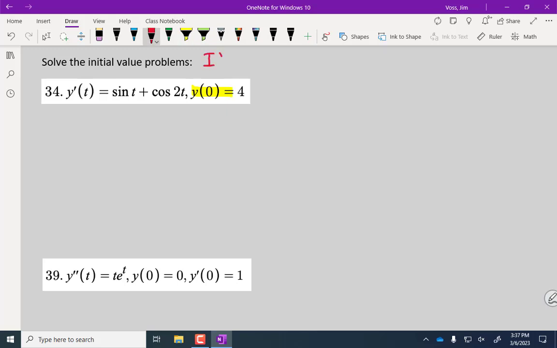Okay, so this one, usually you'll see them written as IVPs, initial value problems. So some sort of IVP, it's just a differential equation with initial values. So same idea. We're going to integrate both sides. So the integral of the right-hand side, that's what y is going to be.